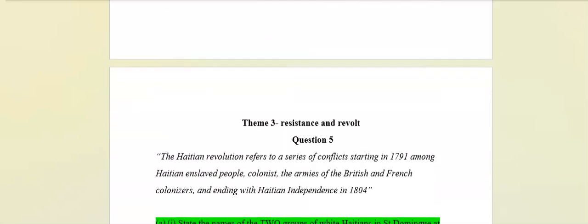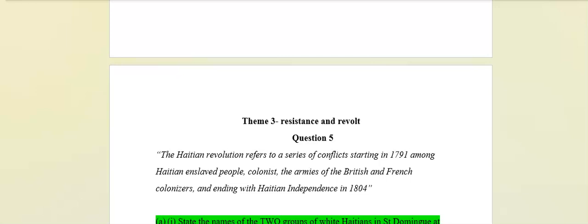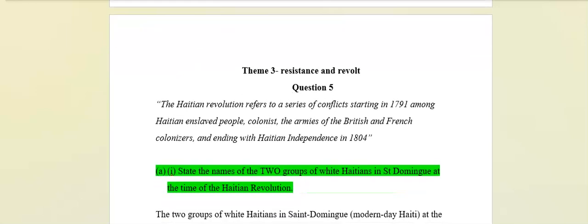All right, so we move on to our next question, and this is question 5. So I hope you did very well with practicing the questions from question 4 of the 2021 Caribbean History Paper 2. Now we are at question 5, and the theme is resistance and revolt. The Haitian Revolution refers to a series of conflicts, starting in 1791 among Haitian enslaved people, colonists, the armies of the British and French colonizers, and ending with Haitian independence in 1804.